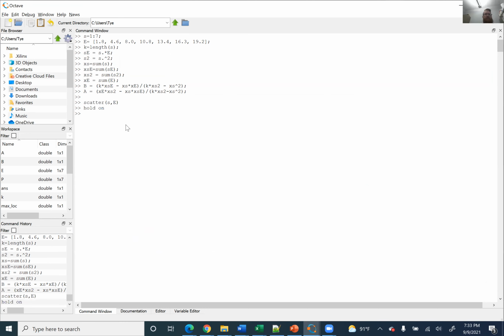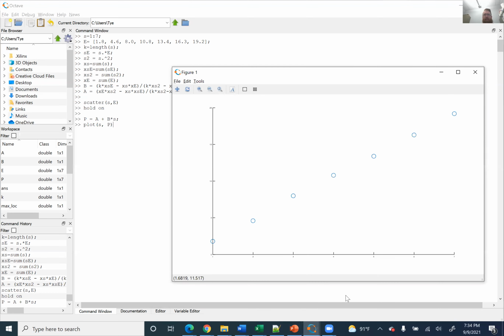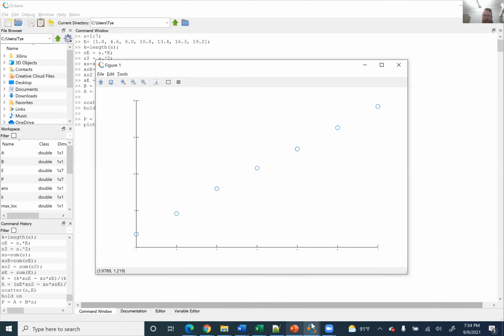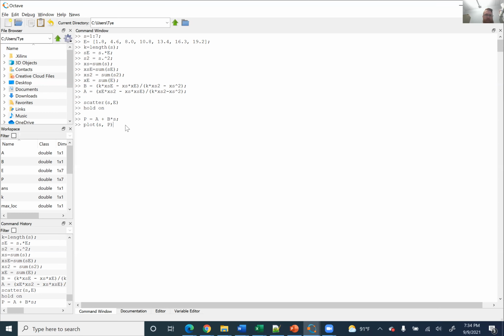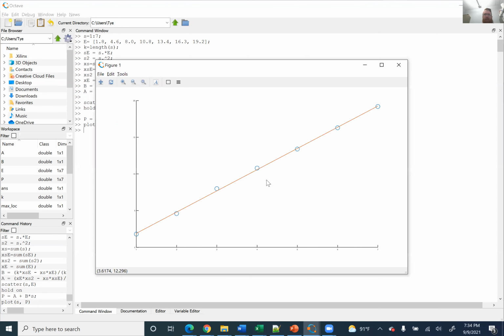But what I can do is overlay that with a plot of this P, which I'm just calling P, the equation for the A and B that I calculated. So if I do that, it totally did not work. Okay. Oh, it's because I didn't hit enter. Okay, there you go. So you can see that linear estimator is doing a pretty good job following the curve.